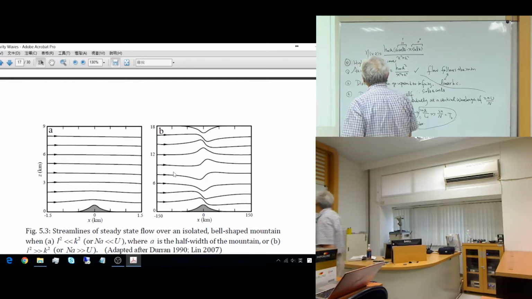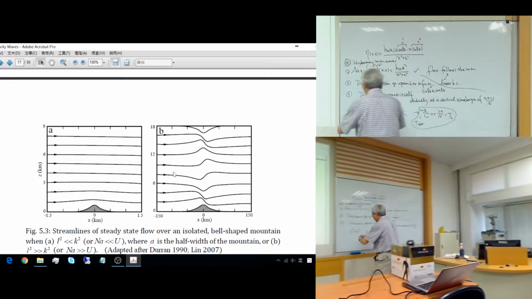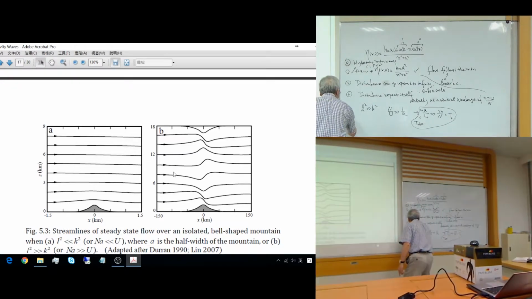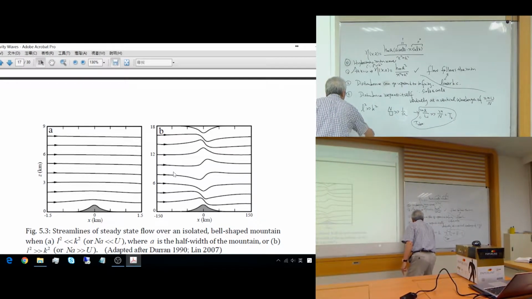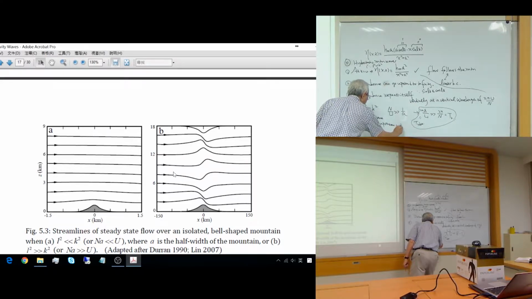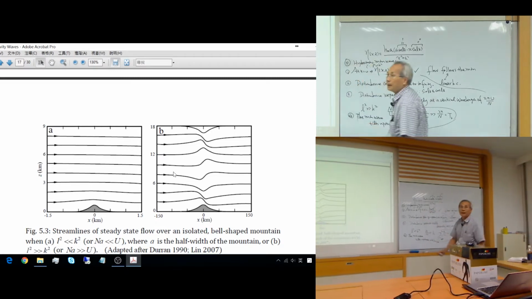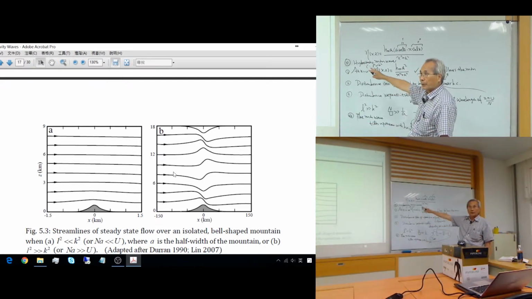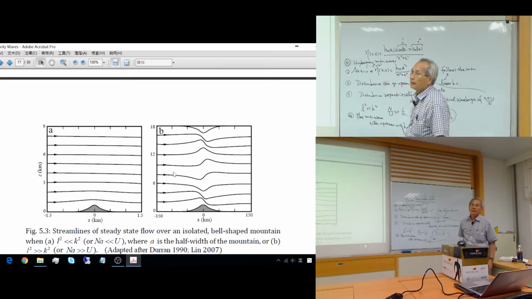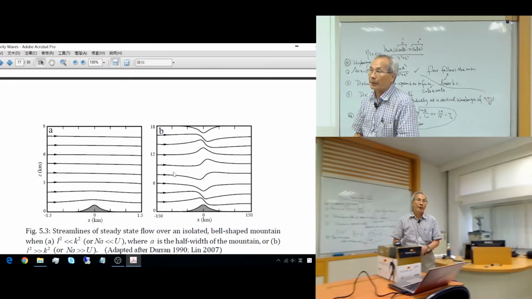I should probably also say an additional characteristic of the mountain wave is that it tilts upstream with height. So those are the characteristics of this hydrostatic mountain wave, this special case, L square much greater than K square.